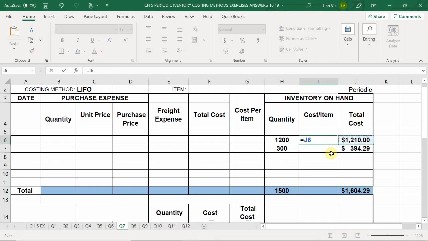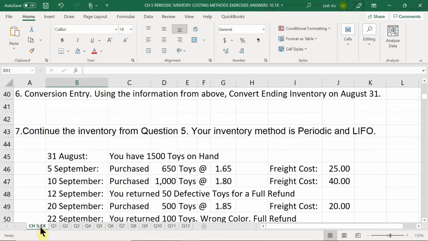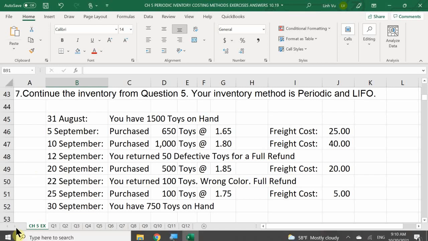I'm also going to put in my cost per item here so that in case I end up selling these units, I know exactly what the price points are. So this is my price point. Okay. Then let's see what happened next. Then September 5th, I end up purchasing an additional 650 toys at $1.65 with the freight costing $25. So 650, 165, 25.